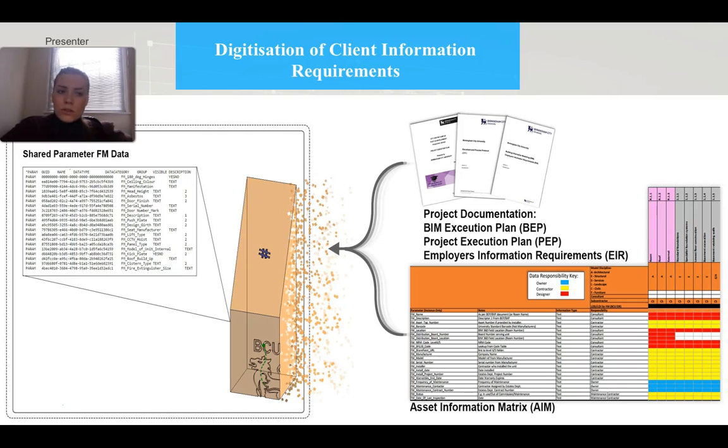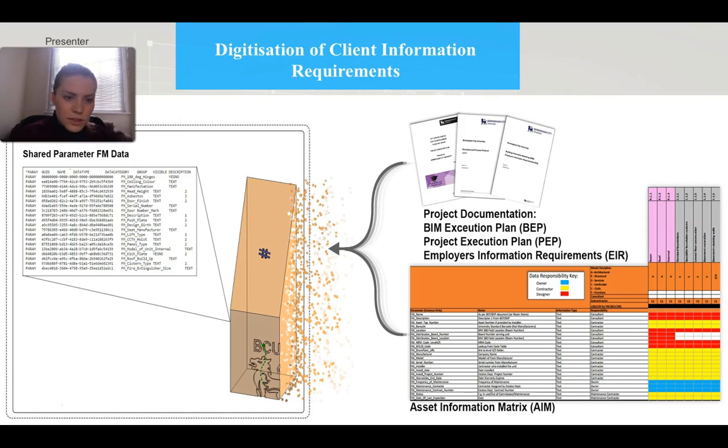Now, who fills out those parameters is something that's determined by the project documentation. For any given project that's being implemented in BIM, you would most typically see a BIM execution plan, a project execution plan, and an employer's information requirements document. In this case, we saw that the asset information matrix was used to highlight the different responsible stakeholders for each individual component or element that exists within the model, as well as the timeline or the stage at which that information needs to be populated in the model.